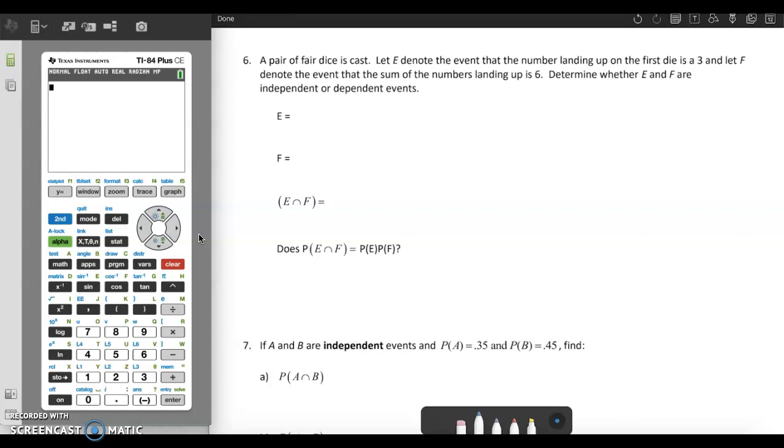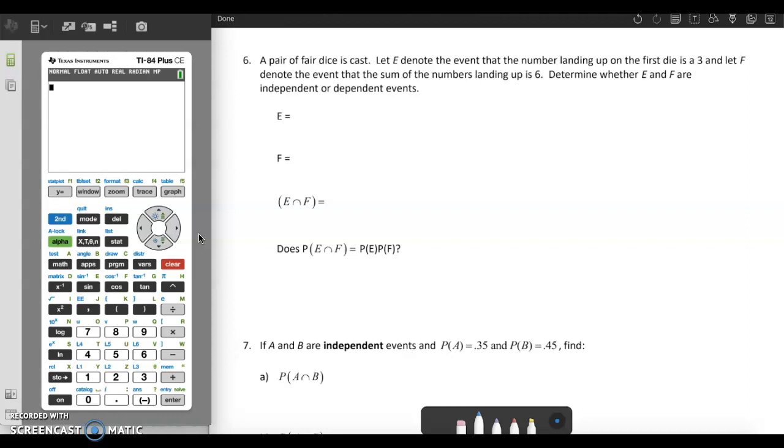Okay, let's see. A pair of fair dice is cast. Let E denote the event that the number landing up on the first die is a 3, and let F denote the event that the sum of the numbers landing up is 6. Determine whether E and F are independent or dependent. Okay, so in this case, we don't know whether they're independent or not. So let's check to see if the formula checks out or it doesn't.